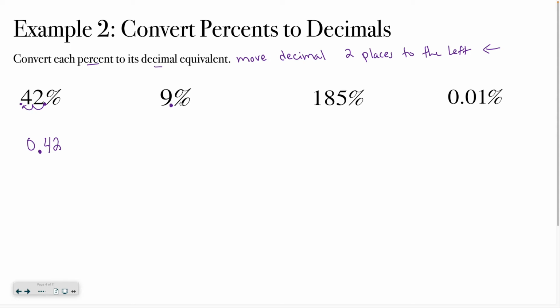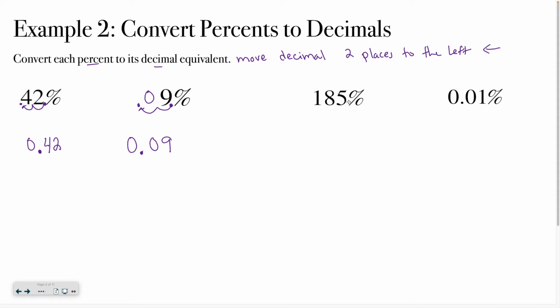Right now with 9%, my decimal is after the 9. I need to move it 1, 2. Notice that I have this gap here. I need to fill that with a 0. So I have 0.09 as my decimal, and I'm going to put a 0 in front of that decimal just to help draw my eyes to that decimal place.